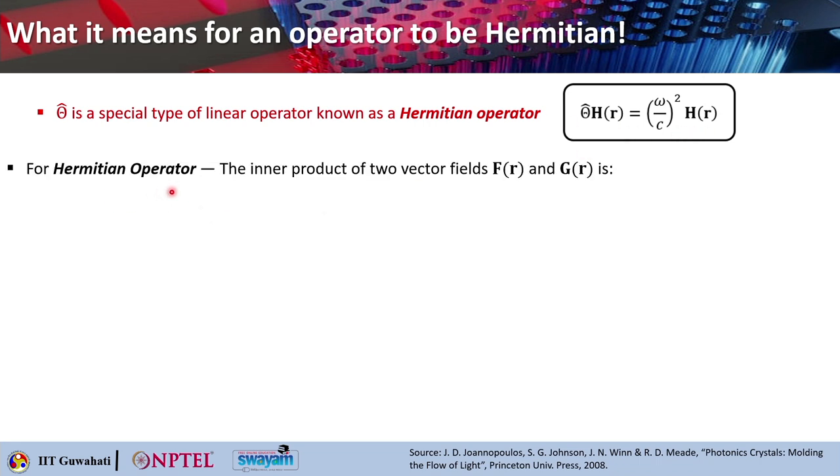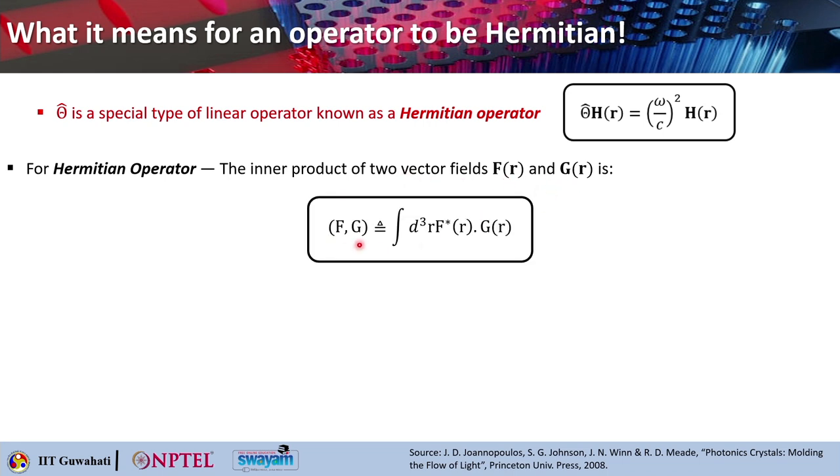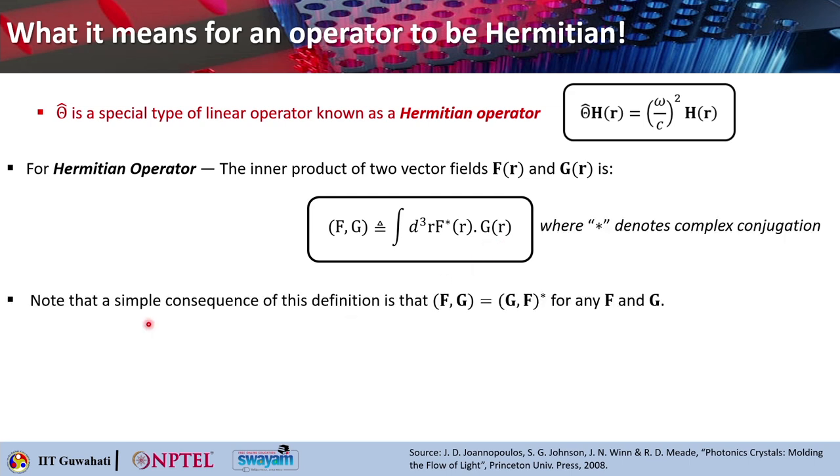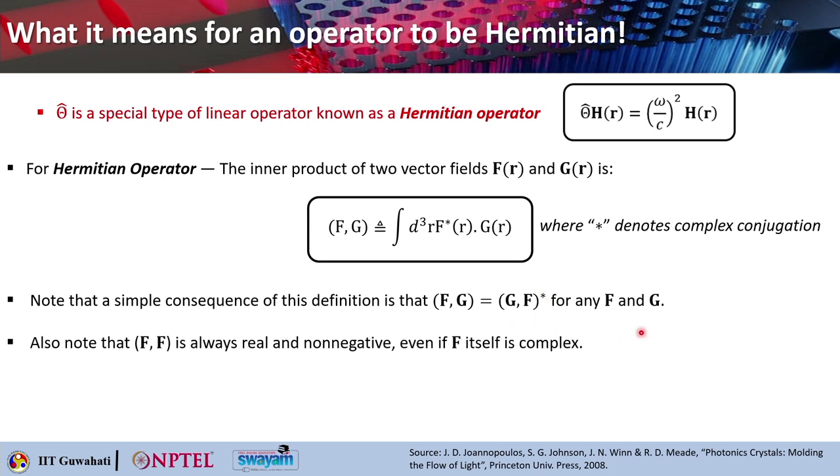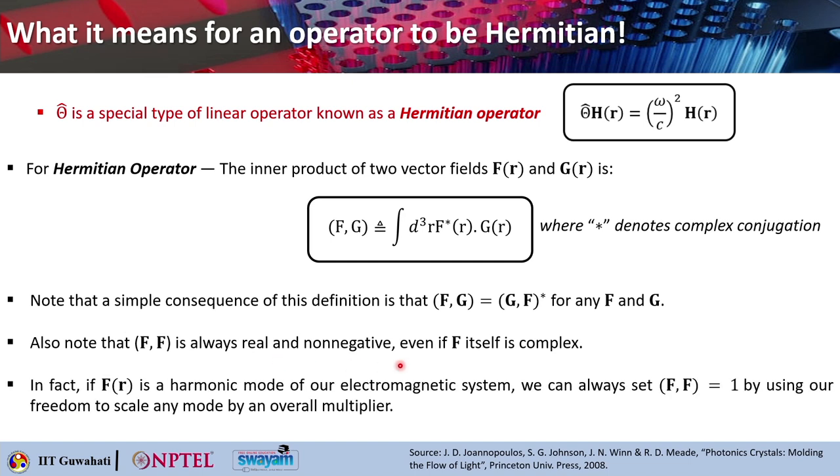For a Hermitian operator, the inner product of two vector fields, F(r) and G(r), can be written as this. It is a volume integral of F conjugate dot G(r). Note that a simple consequence of this definition is that the inner product of F and G is nothing but the inner product of G and F, conjugated, and that is true for any F and G. Now, if you take the inner product of a vector field with itself, you can write F with F, which is always real and non-negative, even if F is complex.